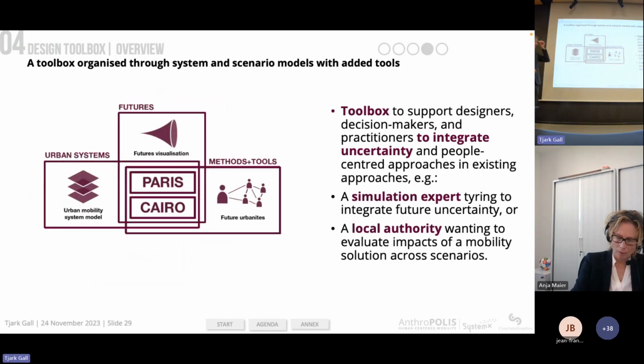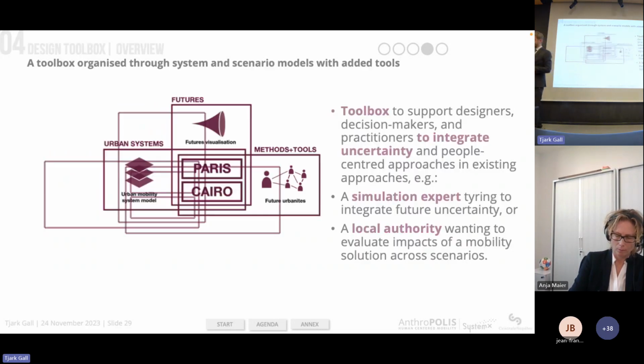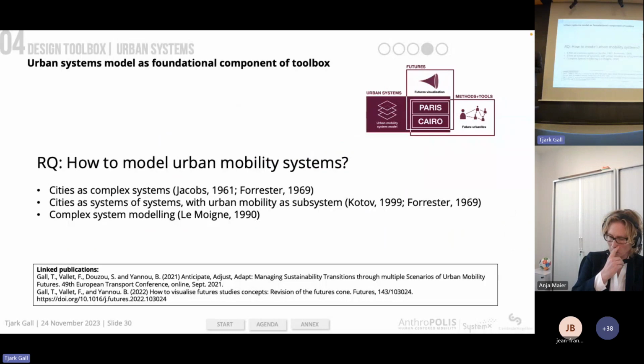But the idea behind it is more or less that we have these 3 different sections. We have the drawer with the urban mobility system model. We have the element of futures, or future scenarios in particular. And then we have a couple of more precise methods and tools for the future urbanite, the people-centered perspective. I will talk about them in general first, and then I will focus on the 2 case studies, Paris for the development and Cairo for the replication. It will most of the time be in the upper right corner, so if you get lost at some point, you can look at the upper right corner.